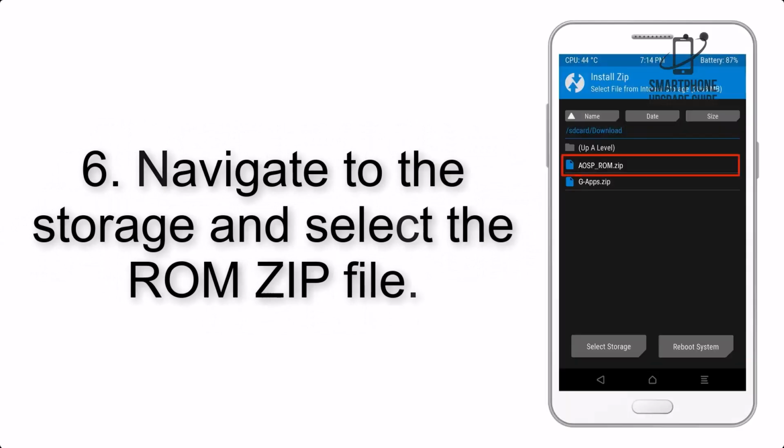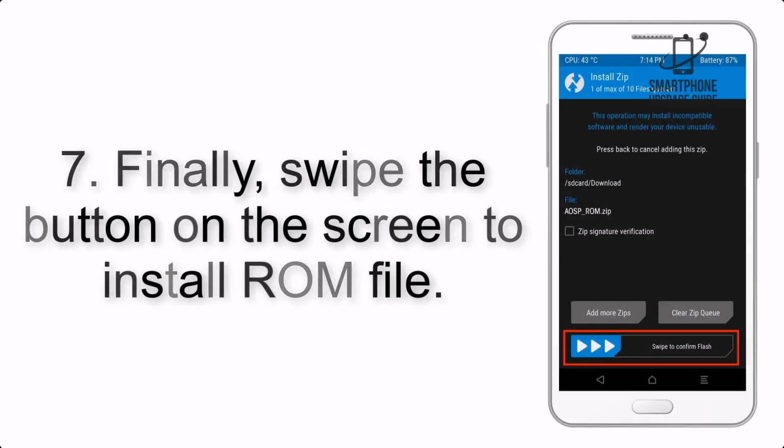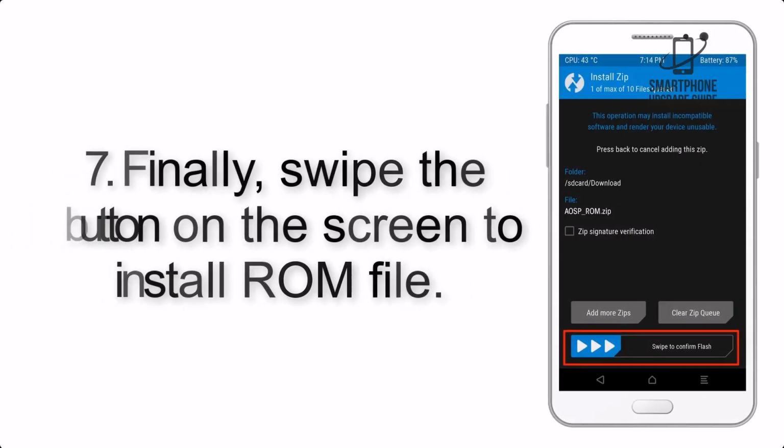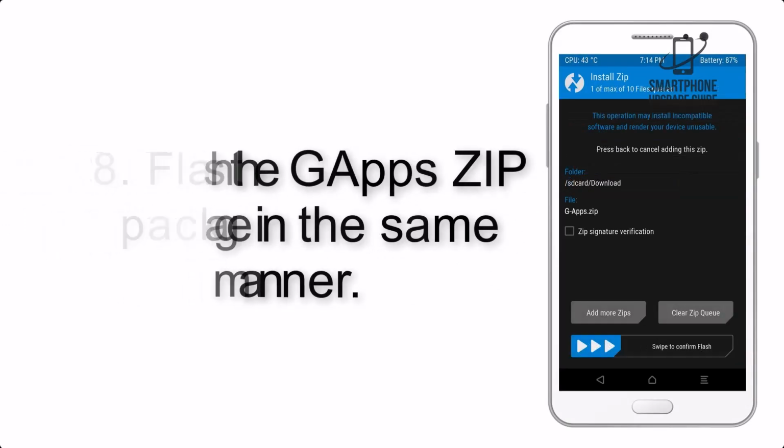Step 6. Navigate to the storage, and select the ROM zip file. Step 7. Finally, swipe the button on the screen to install the ROM file. Step 8. Flash the GApps zip package, in the same manner.